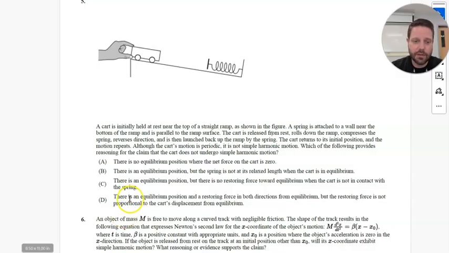D is going to be the correct answer here. It says there is an equilibrium position and a restoring force on both sides of the equilibrium, but the restoring force is not proportional to the cart's displacement from equilibrium when it's not touching the spring. So D would be the correct answer here.